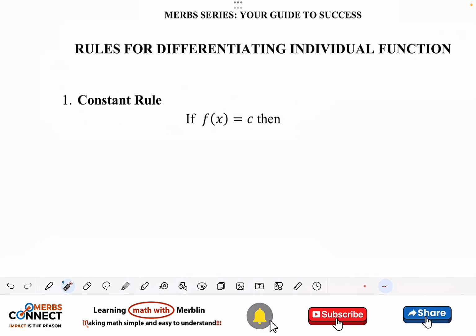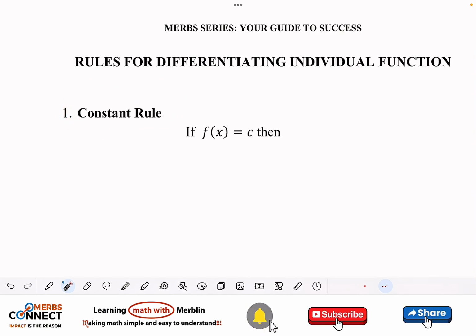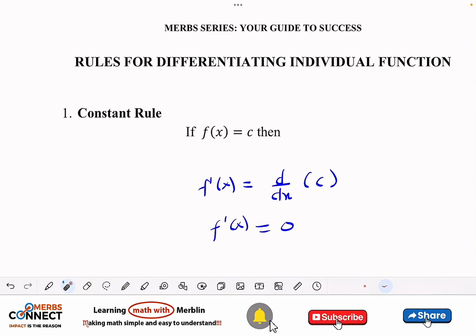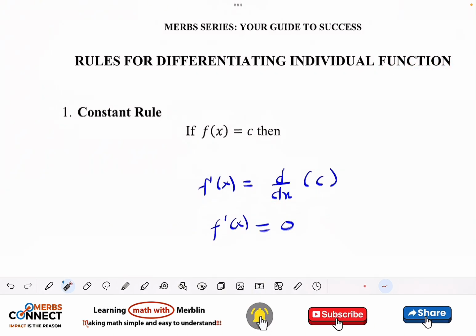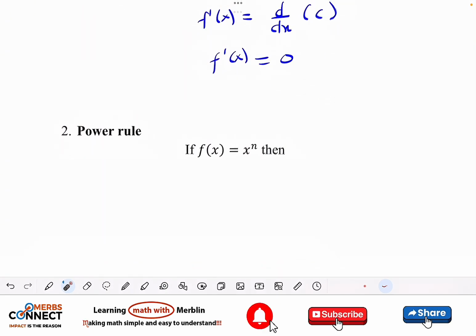So two rules that we are going to learn here, the first is the constant rule. I call it a rule for differentiating individual functions because it tells us that anytime I have a function which is a constant and I'm differentiating it, I'm going to get 0. So when I differentiate C, C is a constant, when I differentiate it, I get 0. So this is a rule that differentiates an individual function. What's the function here? Constant. And when I differentiate a constant, I get what? 0. Good.